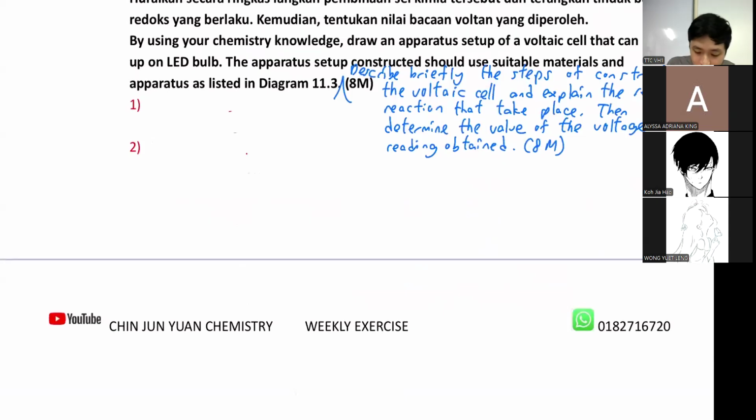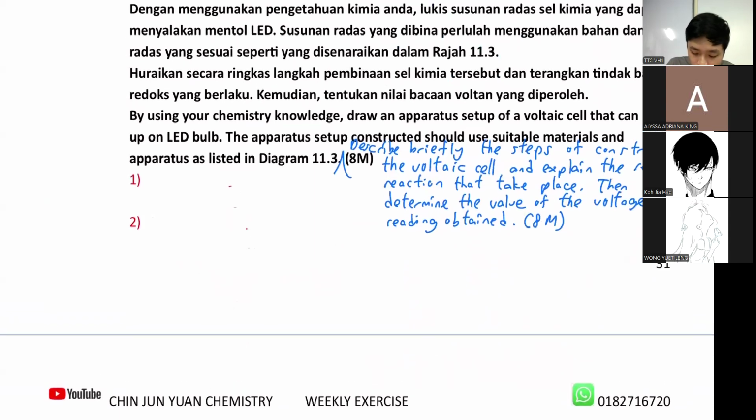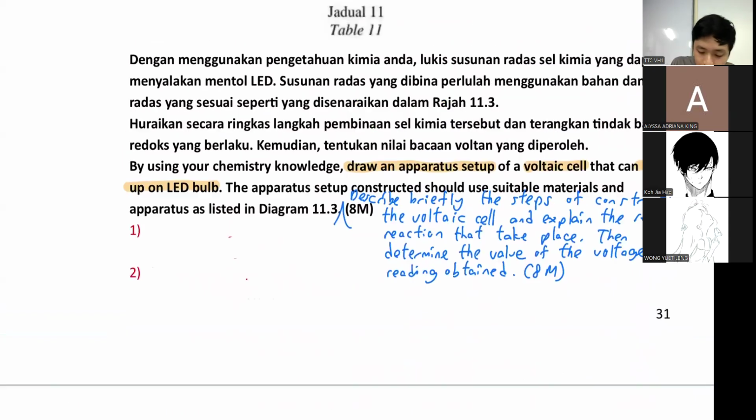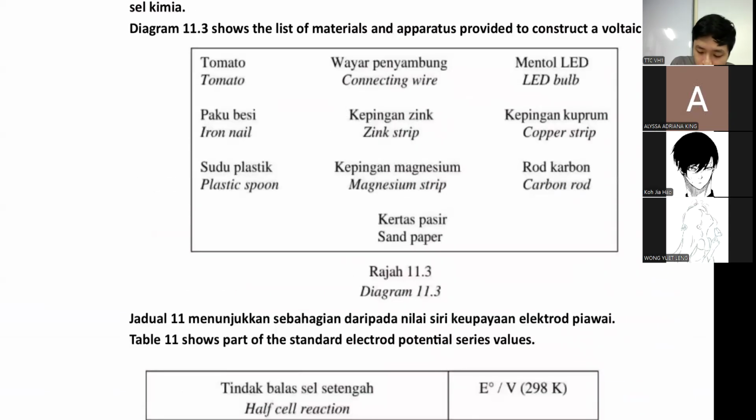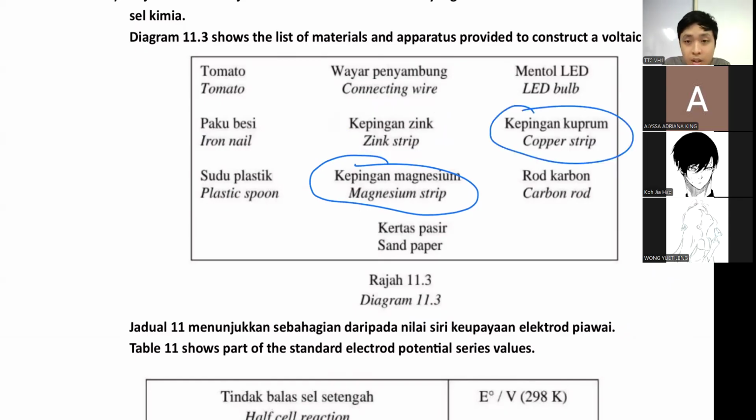First, they ask you to draw the diagram. Draw the apparatus setup of the voltaic cell that can light up the LED bulb. So I use this tool. The material I use is magnesium strip. Of course, you can use zinc strip. Also can. Then I use copper strip.